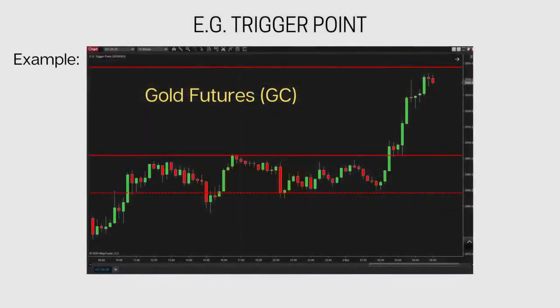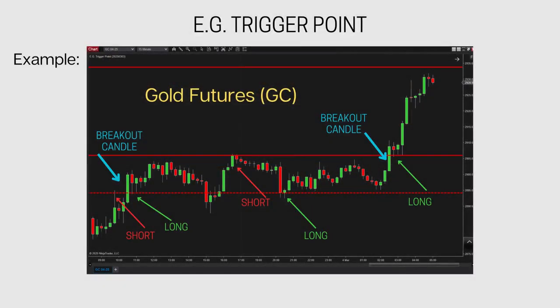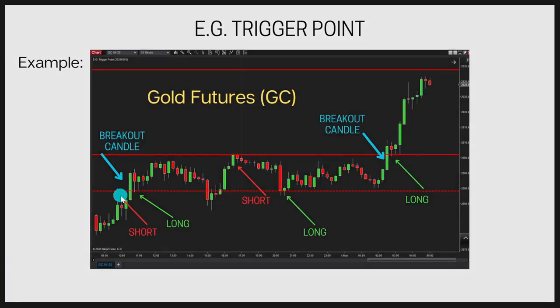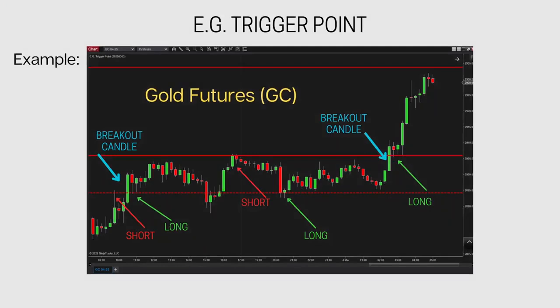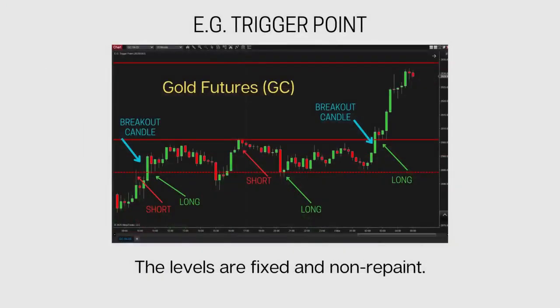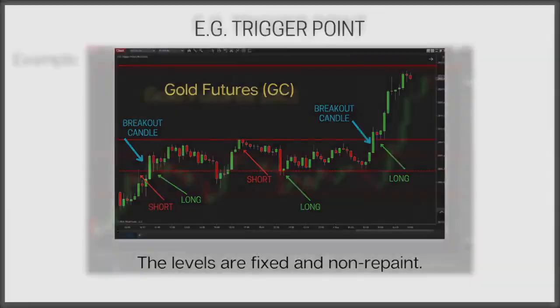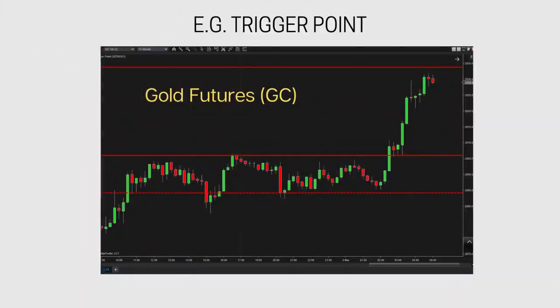Here is another example in the gold futures GC. We can see at the first touch there was a beautiful short opportunity here, breakout candle, retest, which is a long opportunity. Then another first touch, short opportunity, long opportunity, breakout candle, retest, and long opportunity. So the levels are fixed and non-repainting, and they are delivered daily 10 hours before the market opens.